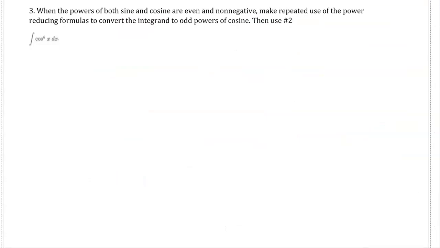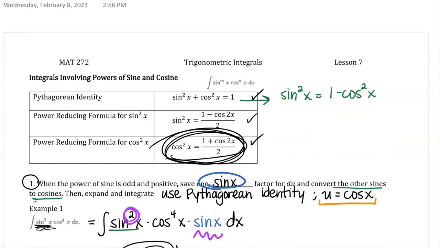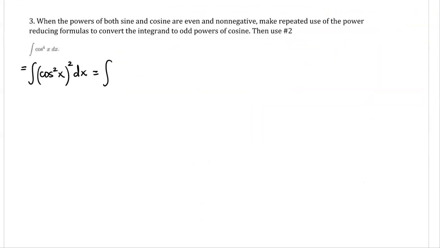Okay, so I'm going to start off by realizing that cosine to the 4th is the same thing as cosine squared x, squared. In the formula that we have right here for cosine squared x, I'm going to be replacing it with 1 plus cosine 2x over 2, and that's what we will be squaring instead.